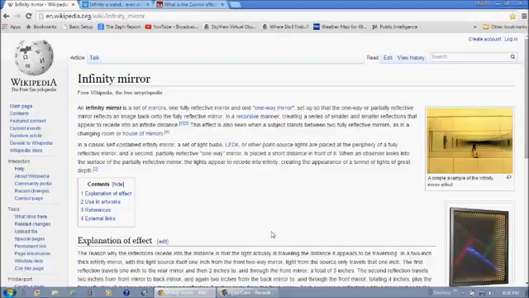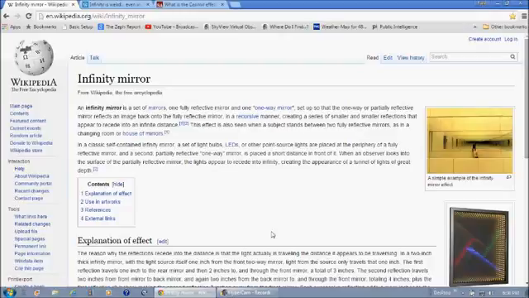So this is the infinity mirror, and an infinity mirror is a set of mirrors, one fully reflective mirror and one one-way mirror, set up so that the one-way or partially reflective mirror reflects an image back into the fully reflective mirror in a recursive manner, creating a series of smaller and smaller reflections that appear to recede into an infinite distance. This effect is also seen when a subject stands between two fully reflective mirrors, as in a changing room or house of mirrors.